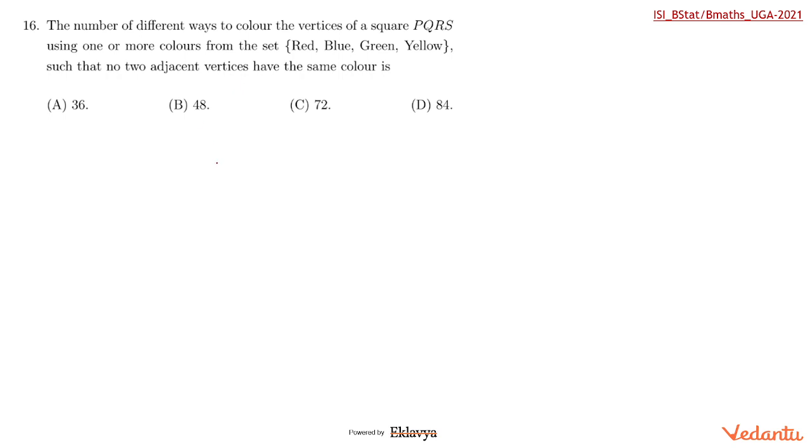Number 16, the number of different ways to color the vertices of a square PQRS using one or more colors from the set red, blue, green, yellow, such that no two adjacent vertices have the same color. Suppose we have a square. This is PQRS, and the condition is no two adjacent vertices should have the same color. It means, what are the possibilities? Either all are different. Case 1, all vertices different.